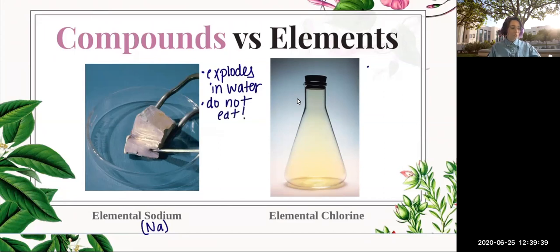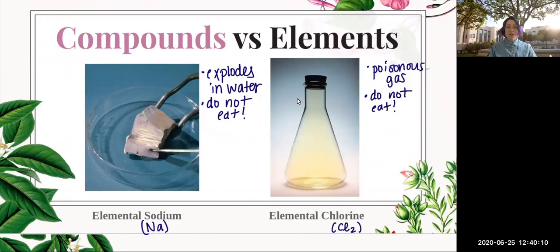And then elemental chlorine is a poisonous gas. This gas is actually a toxic gas used in chemical warfare. Sarin gas has chlorine in it. It's also what you make if you put bleach and ammonia together, so don't do that. But you also do not eat or breathe in this chlorine gas. Chlorine is Cl2 because it's diatomic. We'll learn a little bit about that later.